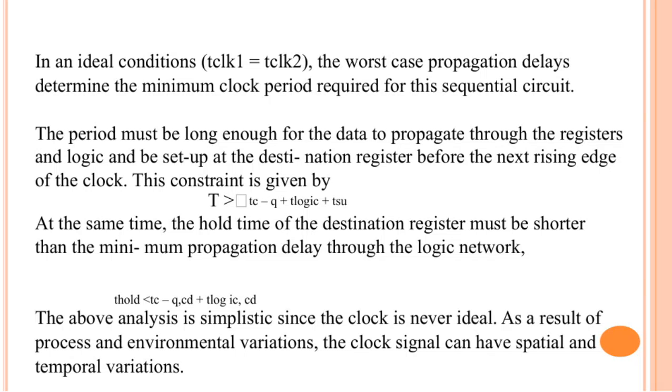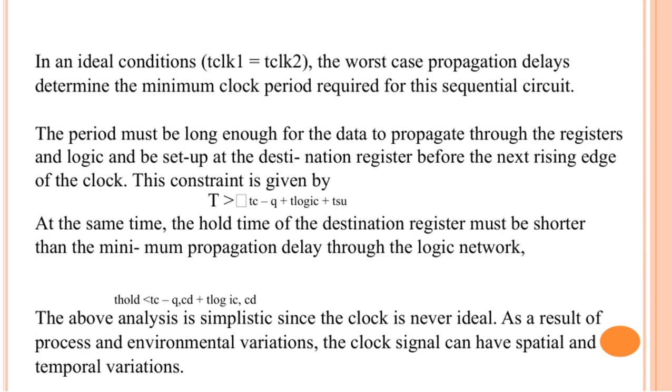In ideal conditions, where the clock periods TCLK1 and TCLK2 are equal, the worst-case propagation delays set the minimum clock period necessary for this sequential circuit to function correctly. Essentially, the clock period must be long enough to allow data to travel through the registers and the logic, and then be properly set up at the destination register before the next clock edge. Mathematically, this requirement is expressed as T being greater than the sum of the clock-to-Q delay, the logic delay, and the setup time. Simultaneously, the hold time constraint ensures the destination register holds the data correctly.